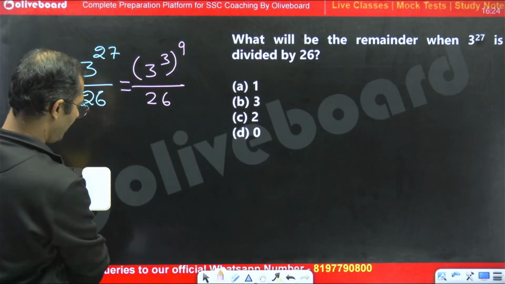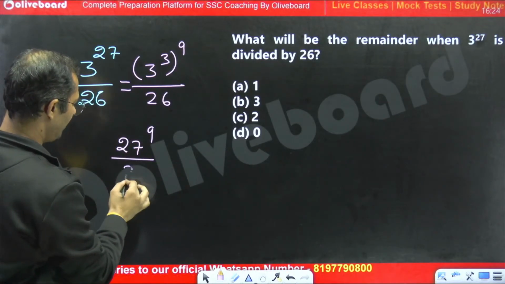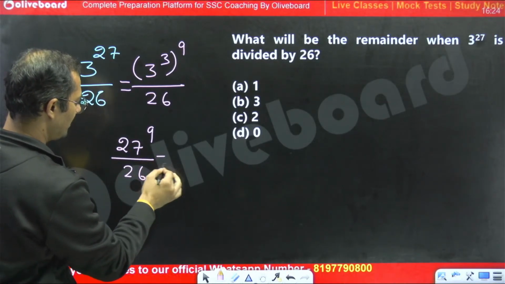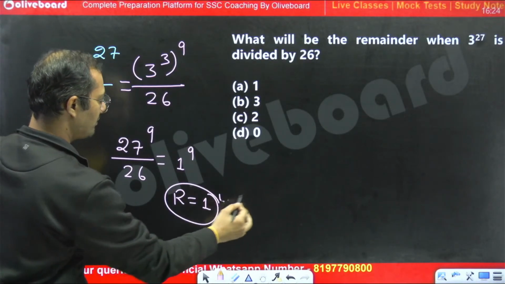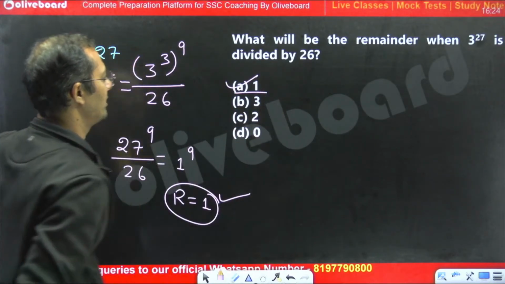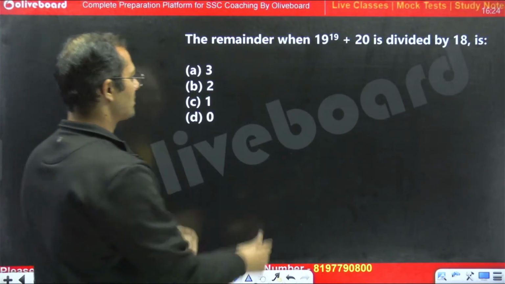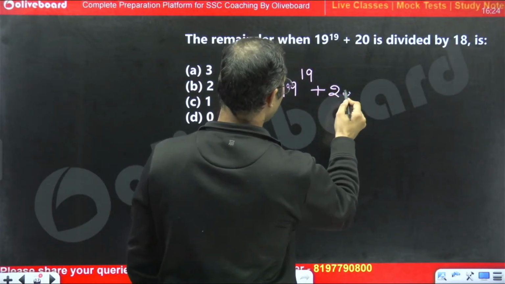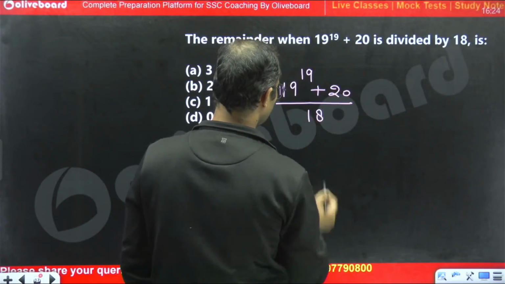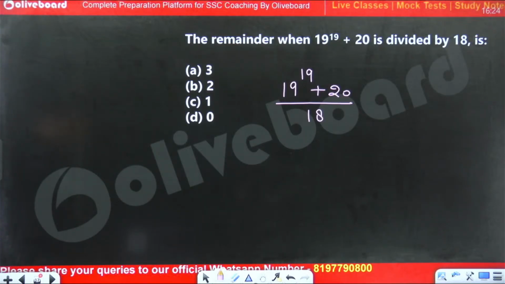This can be written as 27 to the power 9 divided by 26. Gap is 1, so 1 to the power 9. So the remainder is 1. No problem, remainder is 1. Option A is the right answer. See, so 19 to the power 19 plus 20 divided by 18. Now tell me the remainder. Just do this.